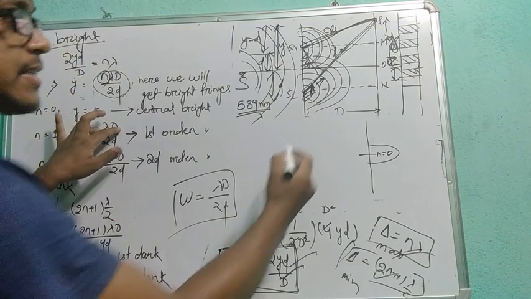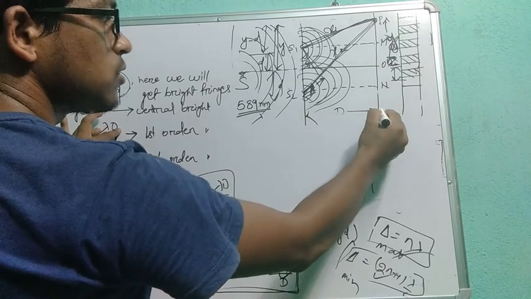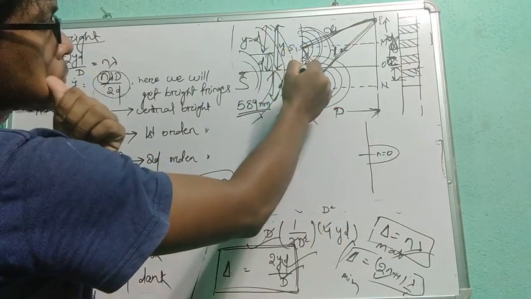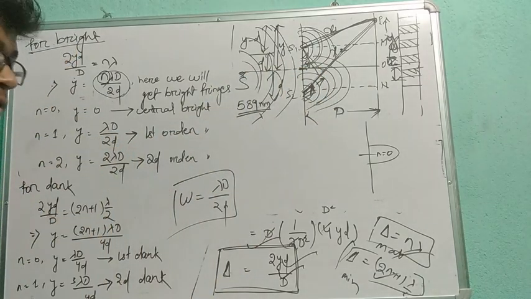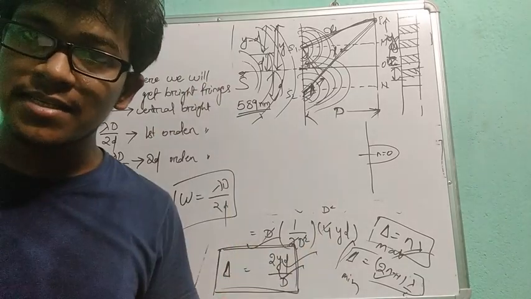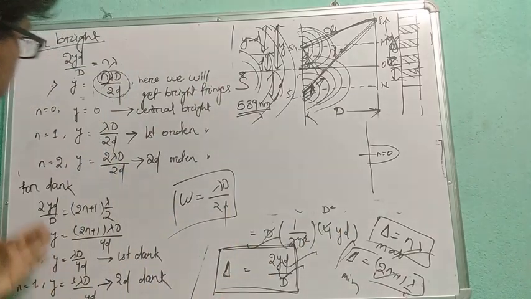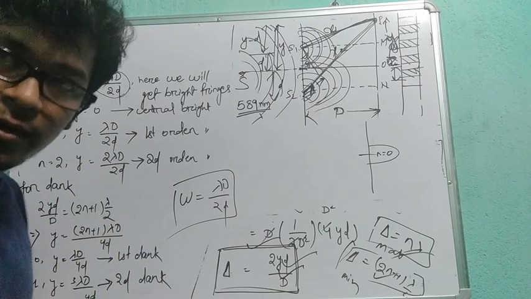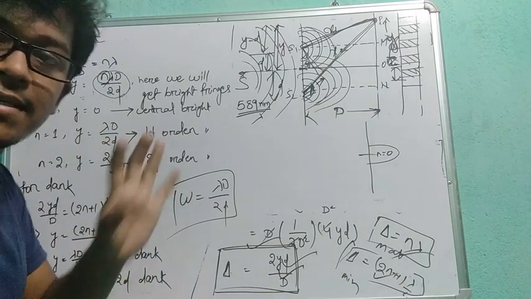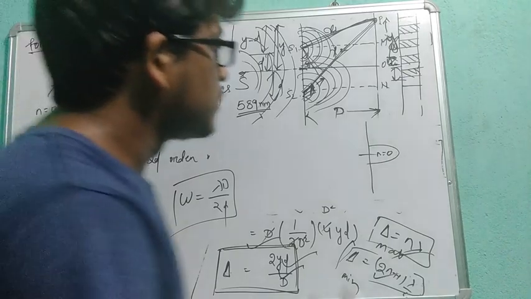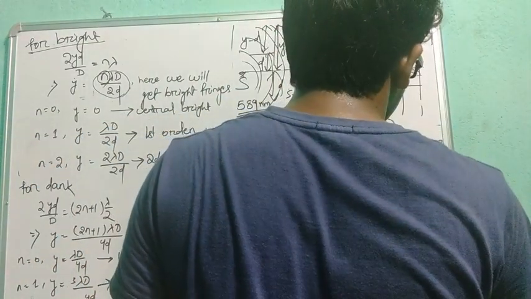This D, distance between obstacle and screen also known. Then d, distance between S1 from the middle and S2 from the middle also known. Everything known. So we can say easily where we'll get the dark fringes, we'll get the bright fringes. So at the position lambda D by 2d, whatever be the wavelength, D, small d you have considered, calculate, whatever you are getting, that is the first order. Means here somewhere you will get the first order.